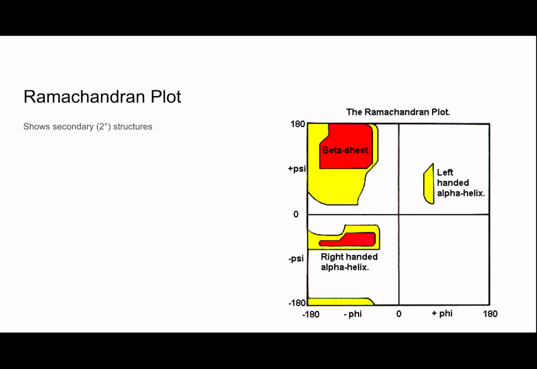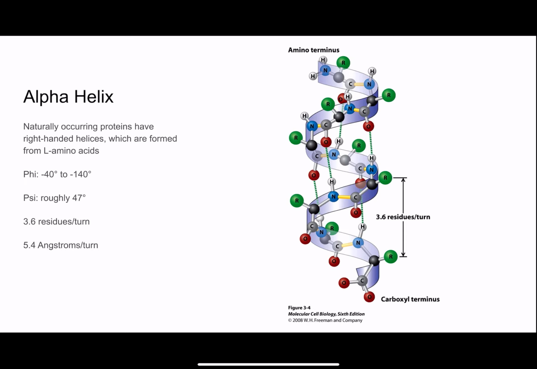So on the Ramachandran plot here, the red regions indicate the most commonly found angles for their specified structures, whereas the yellow regions indicate the full range of allowed values. Now, alpha helices are predominantly right-handed, but it is possible for left-handed helices to occur. A right-handed helix in proteins occurs naturally because a right-handed helix is formed from L amino acids, which are the primary amino acids found in animals.